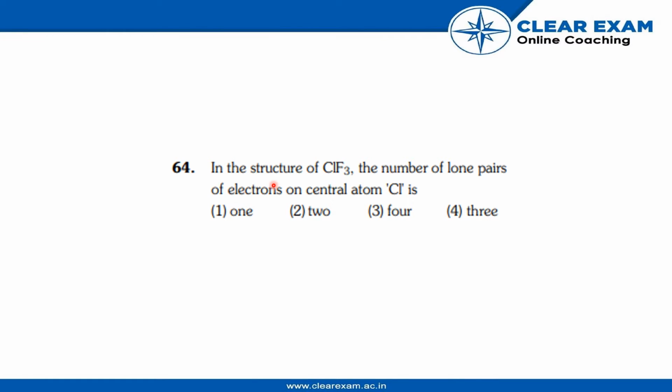Hello guys, so our next question is, in the structure of ClF3, the number of lone pair of electrons on the central atom Cl is? So as the central atom is Cl, it has atomic number of 17, and we can represent it as neon 3s² and 3p⁵.